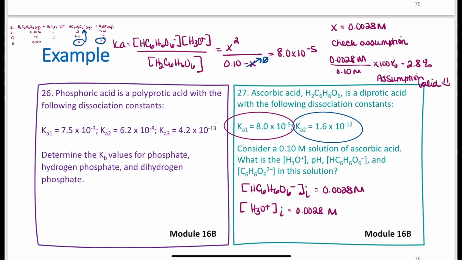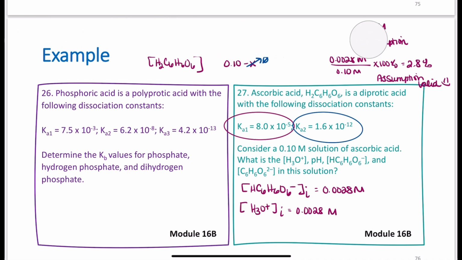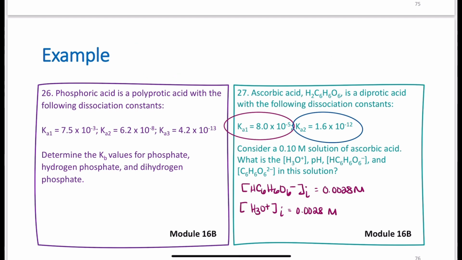Again, the x here and the x here represent these, and that's what I just solved for. The equilibrium concentration of 1 is the initial concentration of the next table. So I'm going to erase this top because I need the space back. Now I'm looking at the second dissociation. So we've used this value. Now we're going to go ahead and use this one.